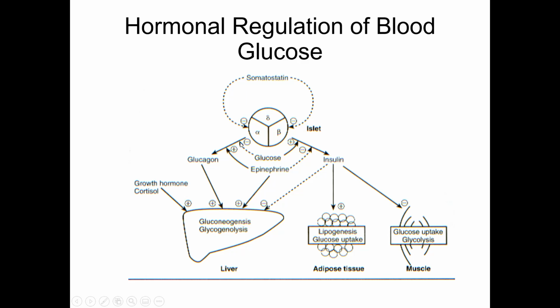Here you can see the alpha cells are going to produce glucagon, and glucagon is then going to act on the liver to cause gluconeogenesis and glycogenolysis. We also have the growth hormone and cortisol that are also going to act here, and epinephrine is going to act here as well. And somatostatin is a negative regulator of both the alpha and beta cells, so it's going to stop production of both.